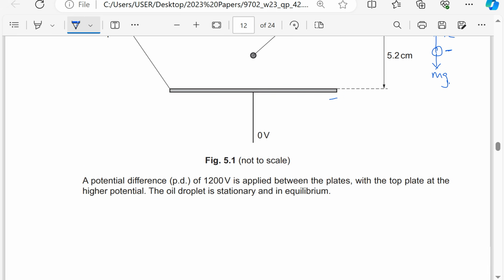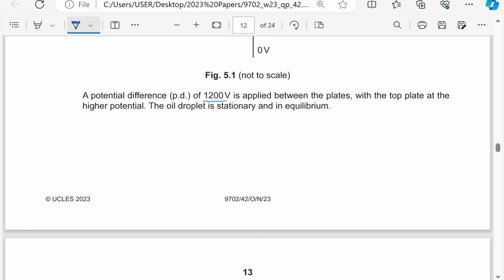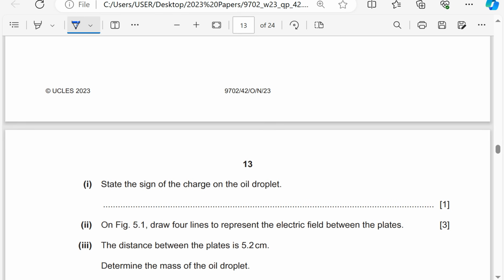So let's see the question. A PD of 1200 volts is applied between the plates, with the top plate at the high potential, and the oil droplet is stationary and in equilibrium. State the sign of the charge on the oil droplet. So we have already established that the oil droplet must be negative.